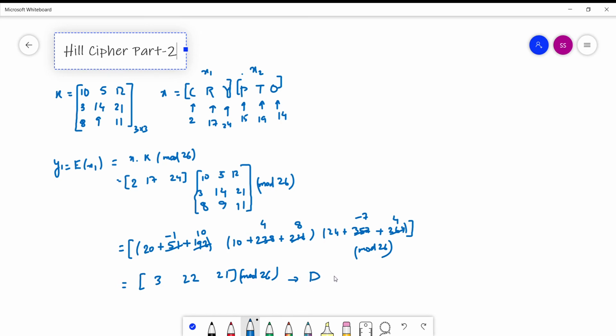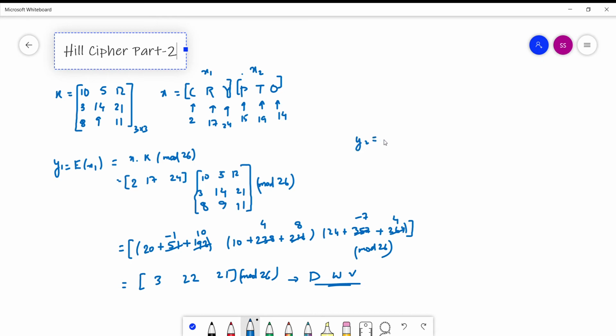Then 22 is W and 21 is V. So CRY is changed to DWV. Now let's find the encryption of x2.